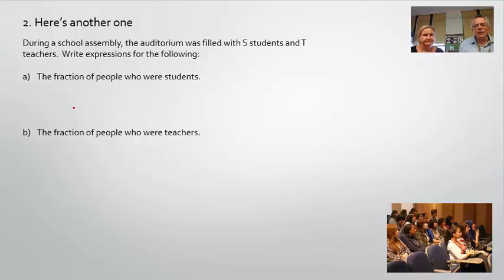Remember, I'm going to do the bottom first. It doesn't matter which one you do first, but the total goes in the bottom. So we have S students and T teachers. We have these two groups, so the total is S plus T. And the part we're interested in are the students, so that goes on top. So it's the number of students over the total.